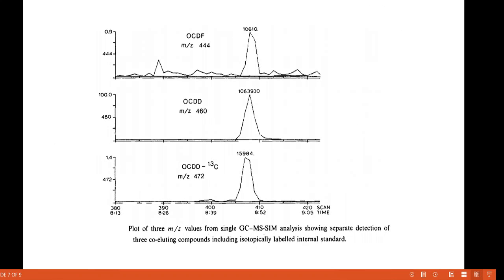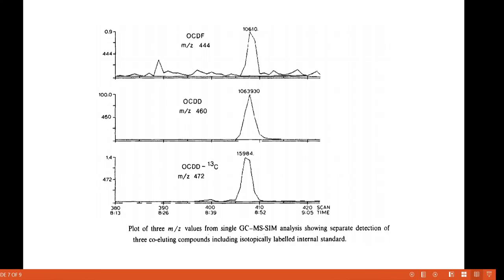So here is the plot of three m/z values. In the previous case we discussed three cases. Here the remaining one, the m/z values from the signals of GC-MS SIM analysis, showing separate detection of three co-eluting compounds including the isotopically labeled internal standard. Okay, so in this figure, the three ions from SIM analysis are shown. The plot covers the retention time of 8 to 9 minutes, which only includes the peak G.